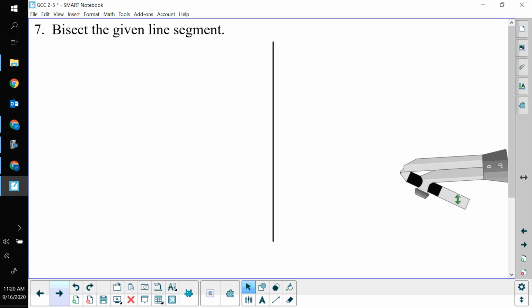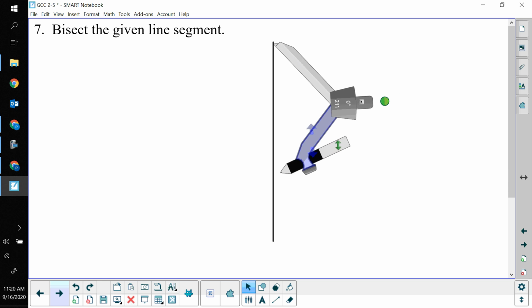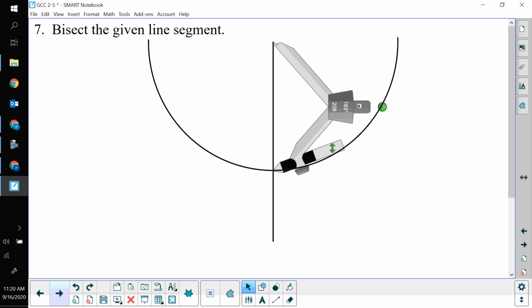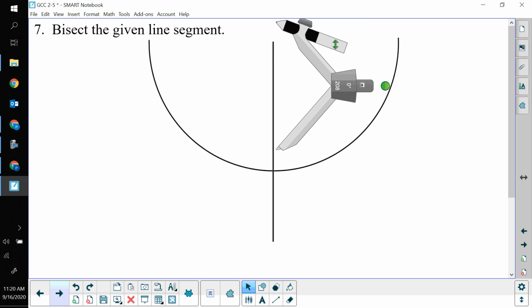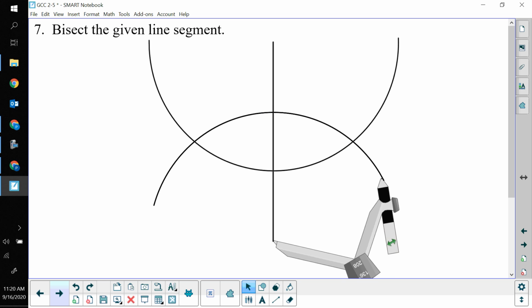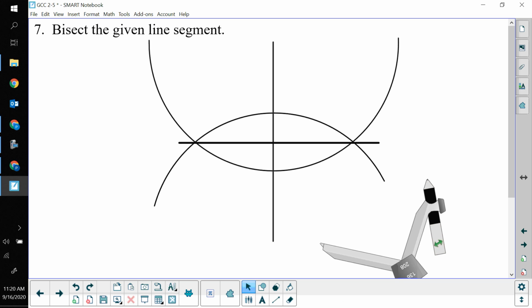So we're going to put our point on the end point, open your compass more than halfway, swoop around a half a circle, and then we'll flip-flop. Put your point on the other end point, keeping it open the same amount, swoop it more than halfway, we get two intersections. With your straight edge, draw a line that goes right through those two intersections, and that's your perpendicular bisector. It cuts the original segment in half and forms a right angle with the original segment.